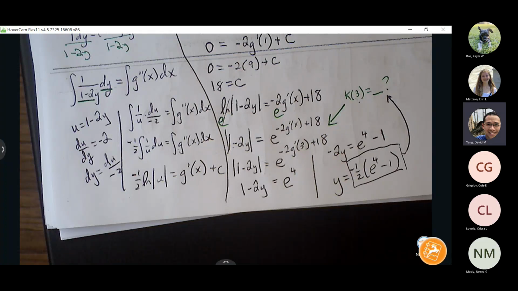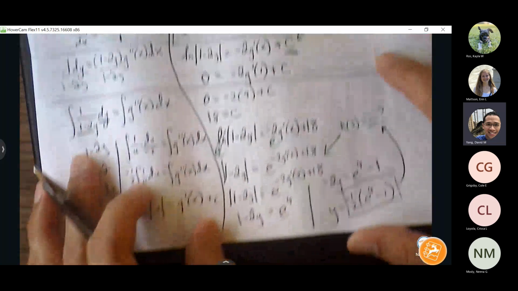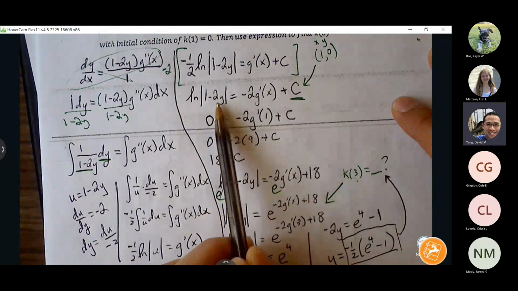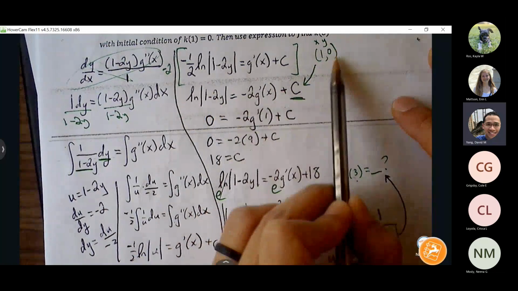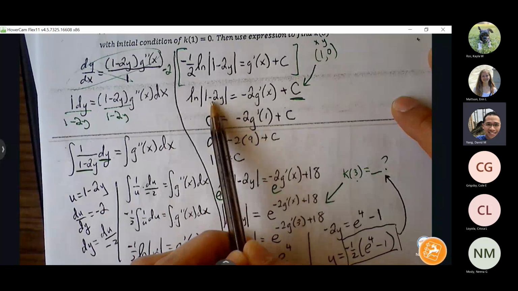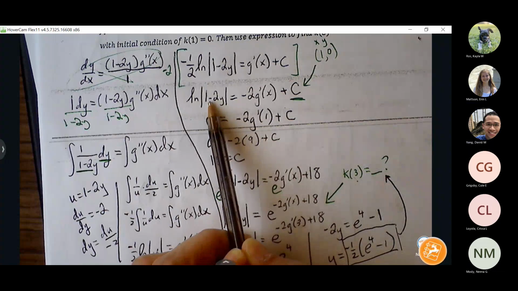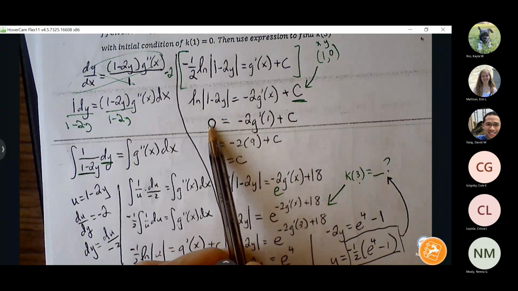How did you turn all of ln of the absolute value of 1 minus 2y to 0? So what happened was I plugged in the ordered pair. I plugged in 0 for y. So that becomes 0. And then I get natural log of 1 minus 0, which is natural log of 1. And natural log of 1 is 0. So let's just clean that up.